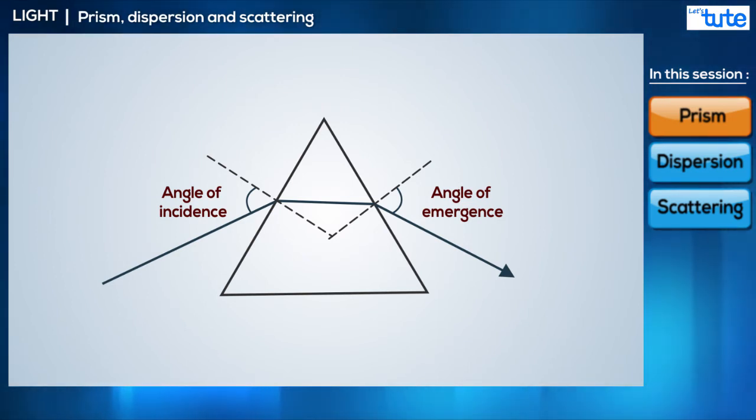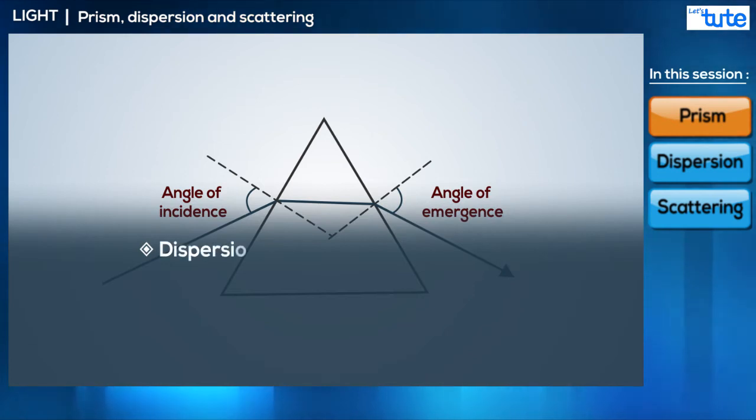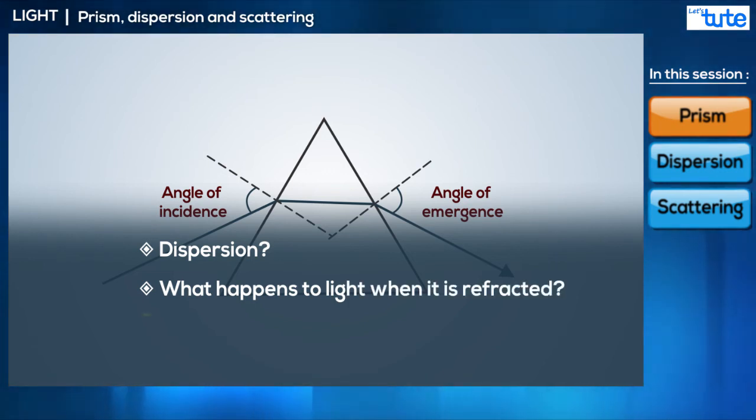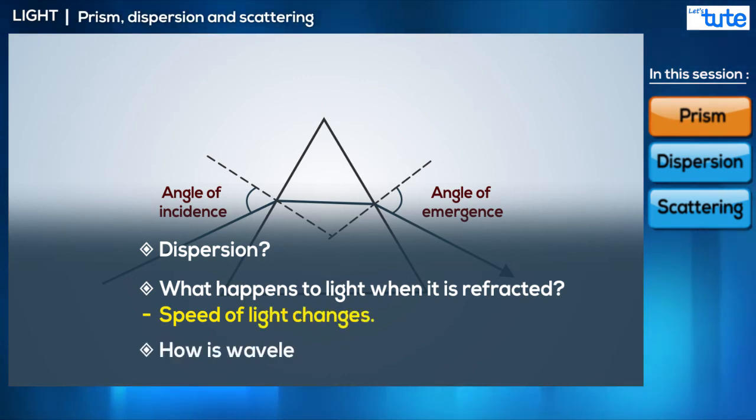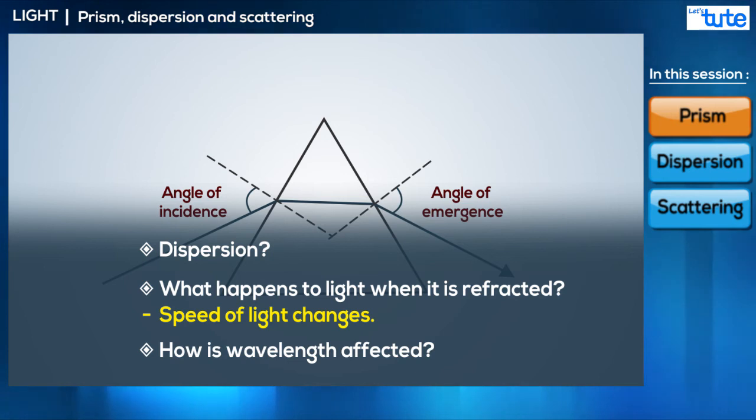But how is it connected to dispersion and how did Newton find this out? Well, to answer this, first we'll ask another question. What happens to light when it is refracted? Well, we know this, right? The speed of light changes. But how does this affect the wavelength of the light? And as the wavelength defines the color of the light, how does it affect that?